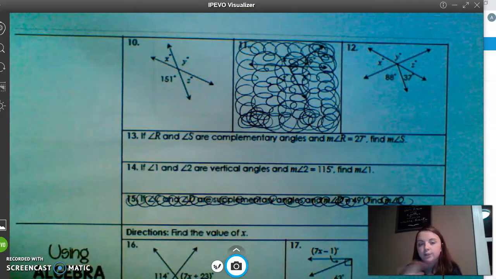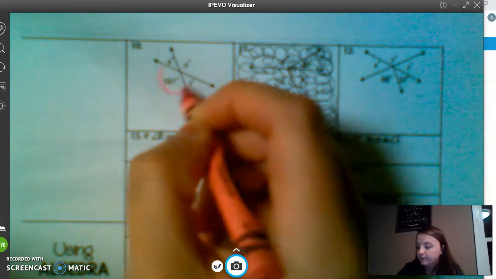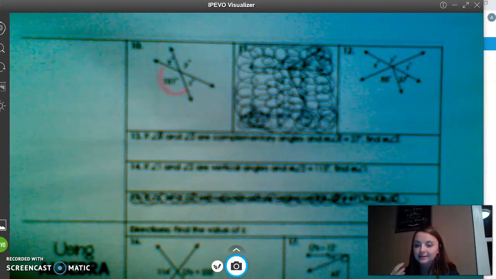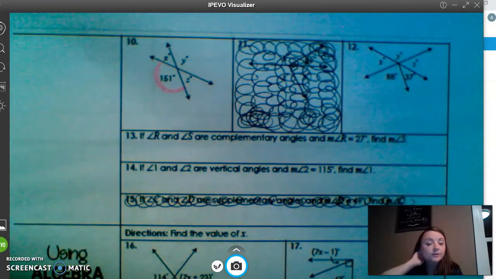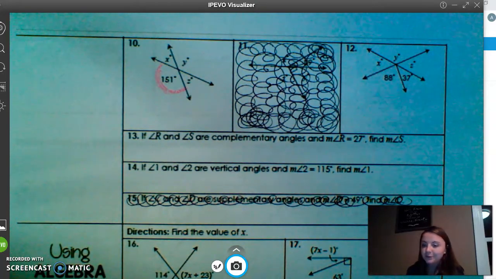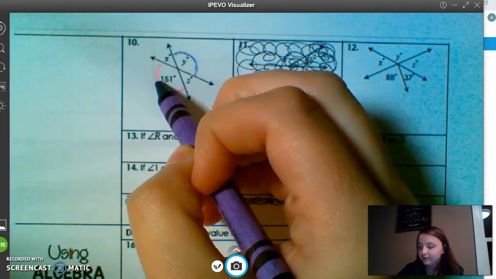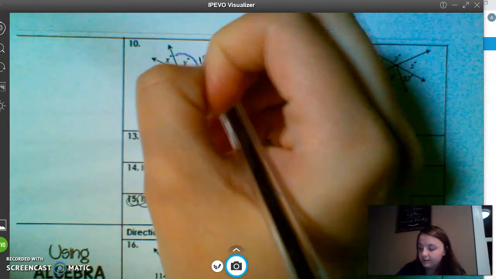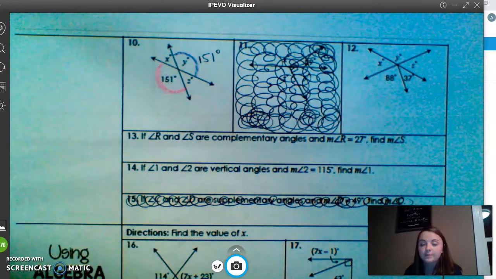So if we look at number 10, jumping right in, I know that this angle is 151, right? There's a certain angle that I really like if it's there because it's easy. If you have vertical angles, remember they are congruent. So is there a vertical angle to 151? Directly across is y. So if this is 151, then y has to be 151. So I'm going to write that down because they are congruent. They have to be equal, or they're vertical, so they have to be equal.